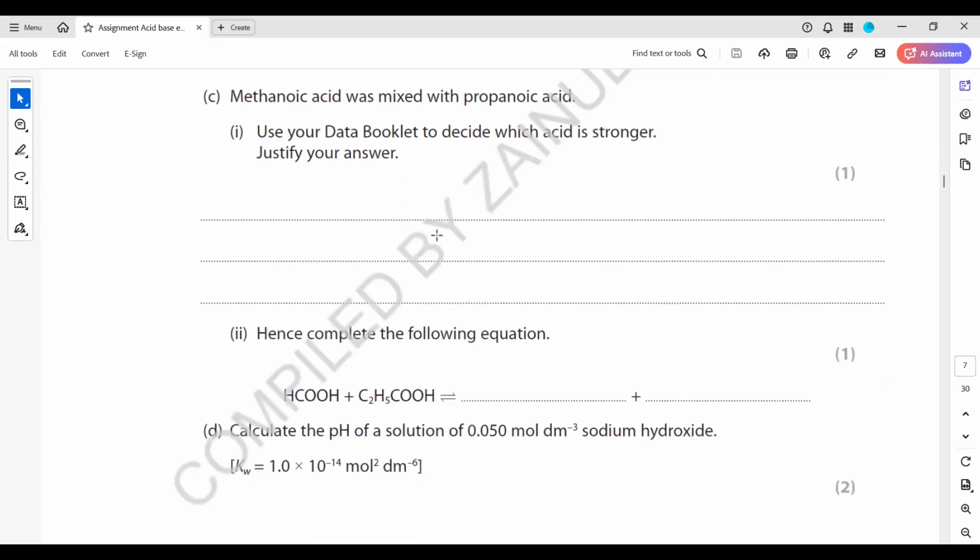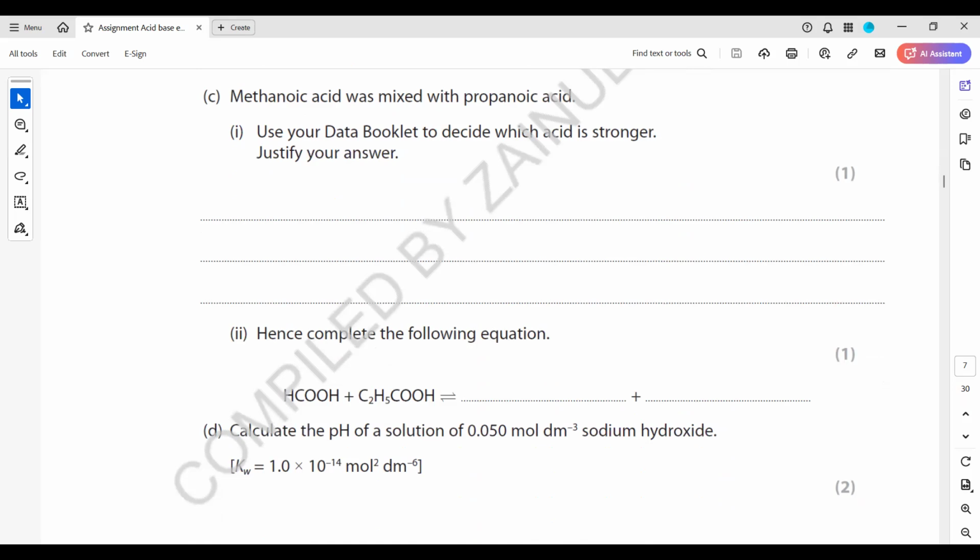In part C, methanoic acid was mixed with propanoic acid. Look, when you mix two acids, the one which has a higher value of dissociation constant will act as an acid, and the other will act as a base. Use your data booklet to decide which acid is stronger.